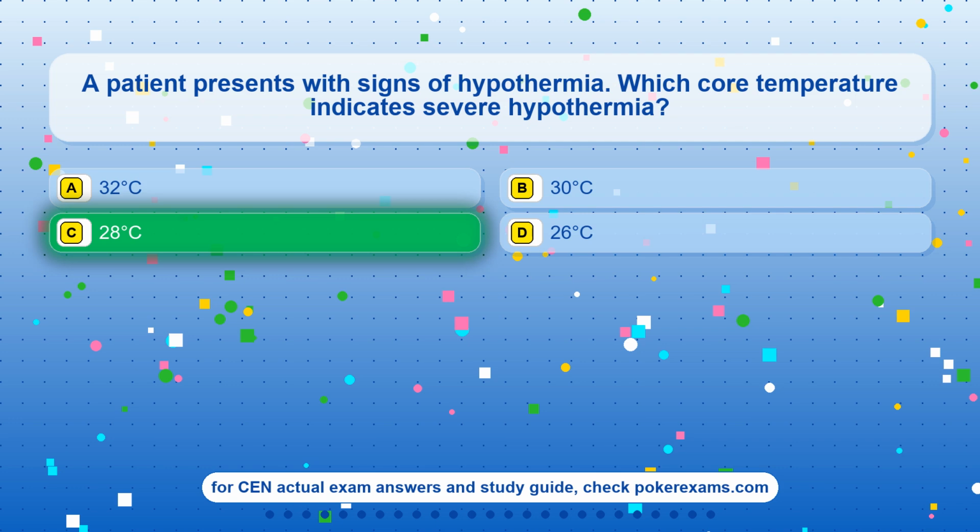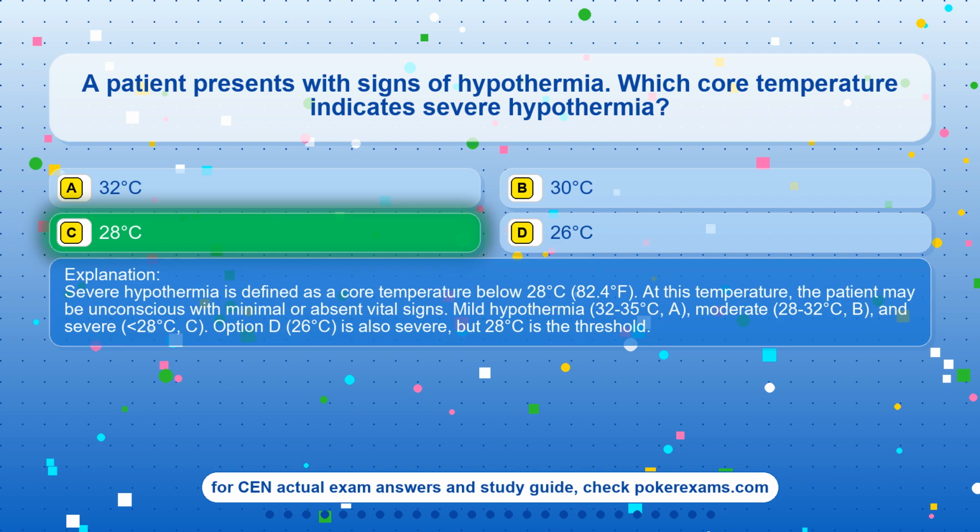The correct answer is option C, 28 degrees Celsius. Severe hypothermia is defined as a core temperature of 28 degrees Celsius (82.4 degrees Fahrenheit) or below. At this temperature, the patient may be unconscious with minimal or absent vital signs. Mild hypothermia, 32-35 degrees Celsius, A, moderate, 28-32 degrees Celsius, B, and severe, 28 degrees Celsius, C. Option D, 26 degrees Celsius, is also severe, but 28 degrees Celsius is the threshold.